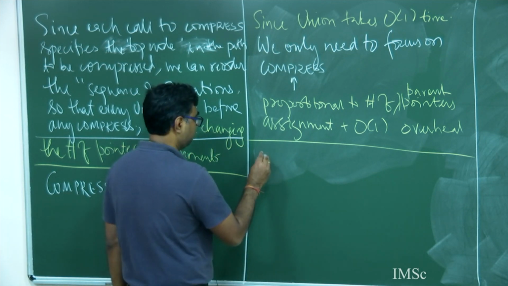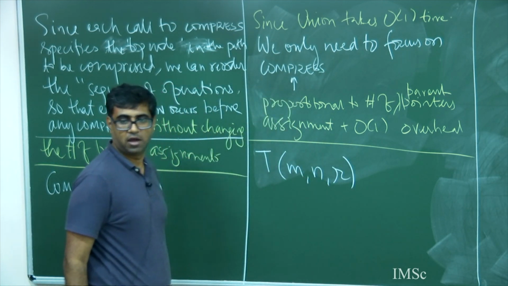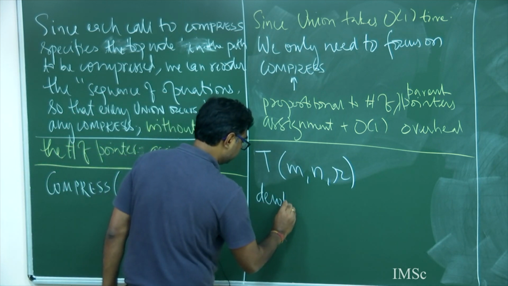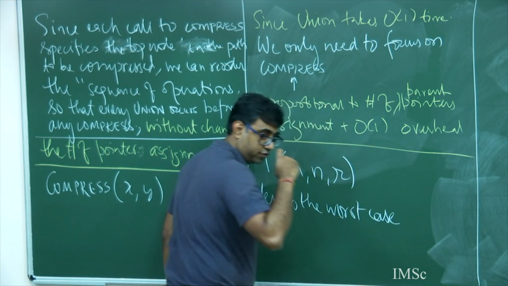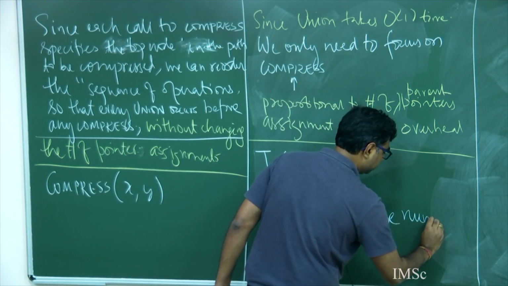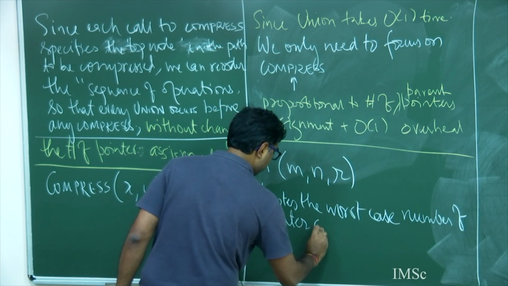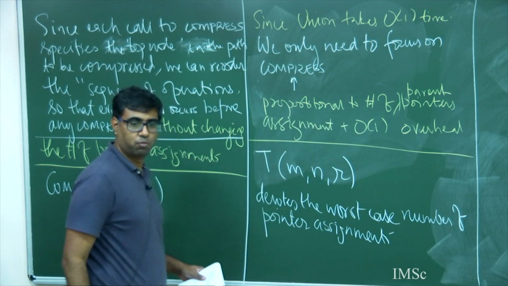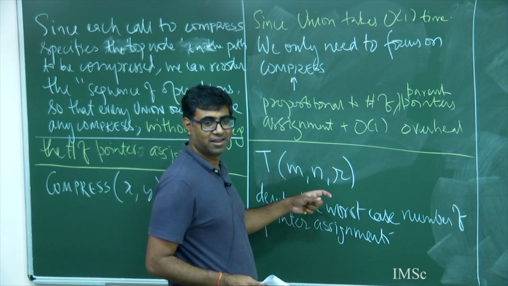Okay? So I'm going to define T(M, N, R), which denotes the worst-case number of pointer assignments. Now what does this T(M, N, R) denote?